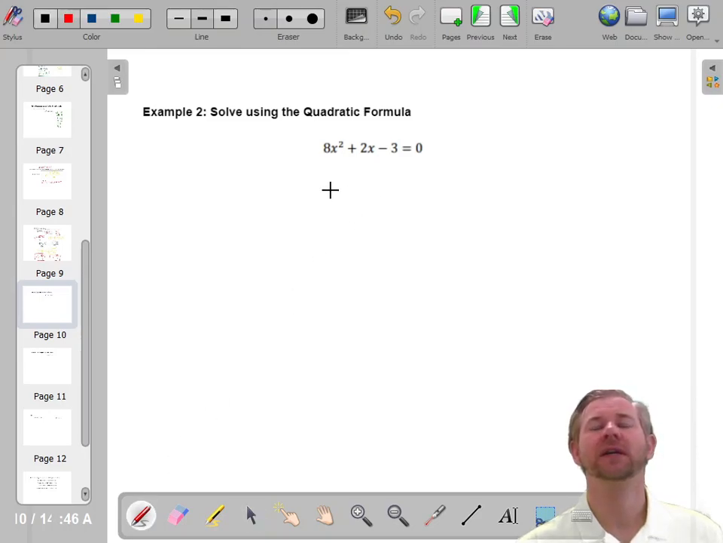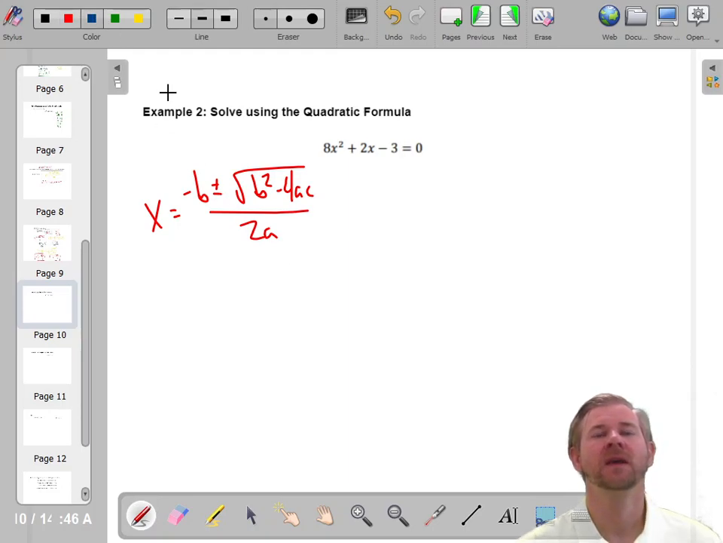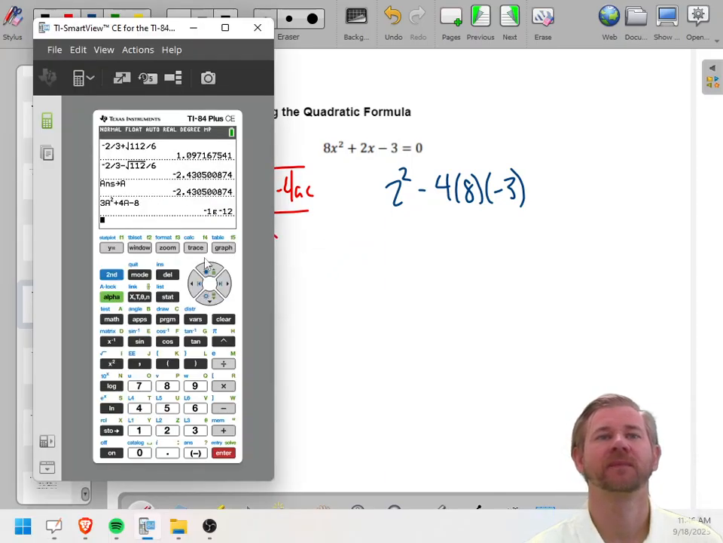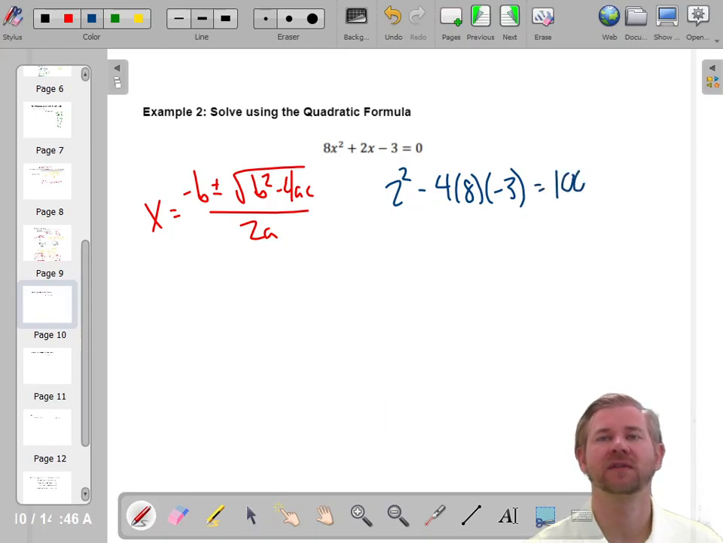Okay, it equals 0. Let's go ahead and write the quadratic formula again because, again, it's really good practice. B squared minus 4AC all over 2A. So, first, the discriminant, B squared minus 4AC. 2 squared minus 4 times 8 times negative 3. B squared minus 4 times AC. I'll type it in my calculator. 2 squared minus 4 times 8 times negative 3 is 100. Ooh, nice. This is gonna be a good one.